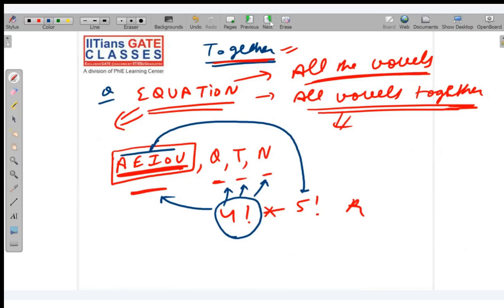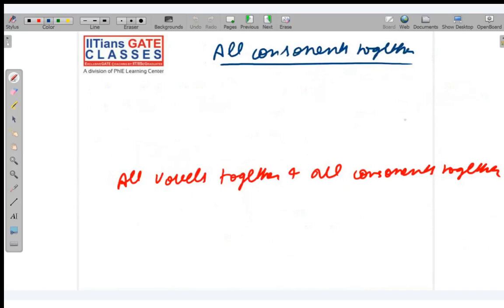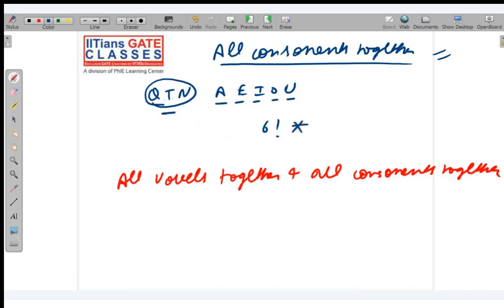Done, sir. Okay. Next is all consonants together. Yes, all consonants together. So how will we do it? That is also very simple. Q, T, and N were the consonants. So all these should be together, and A, E, I, O, U can be anywhere. So what will be our answer? I will consider this as 1, 2, 3, 4, 5, 6. So 6 factorial multiplied by inside how many? 3 factorial. So why 6 factorial? 6 factorial is because of this. And why 3 factorial? 3 factorial is because of this.